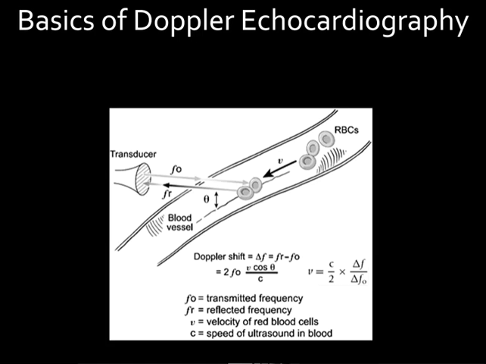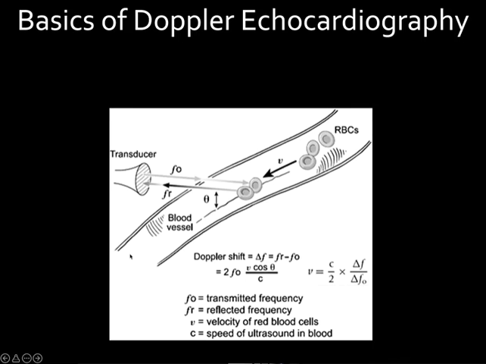Now, just as a reminder, your ultrasound transducer is going to emit an ultrasound wave of a certain frequency, and it encounters a source, which is the red blood cells going in a certain direction. Depending on the velocity and the direction of the red blood cells, they are going to reflect back an ultrasound wave. That same wave is going to be reflected back, but with a shift in the frequency. And that frequency shift is called the Doppler shift.